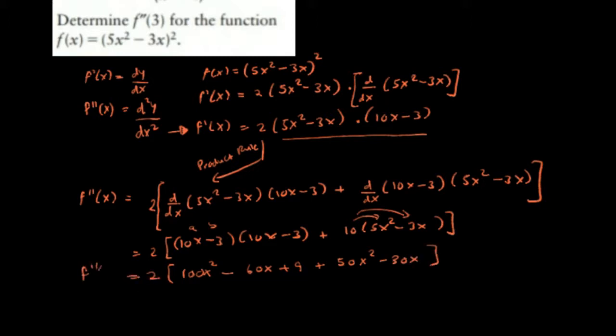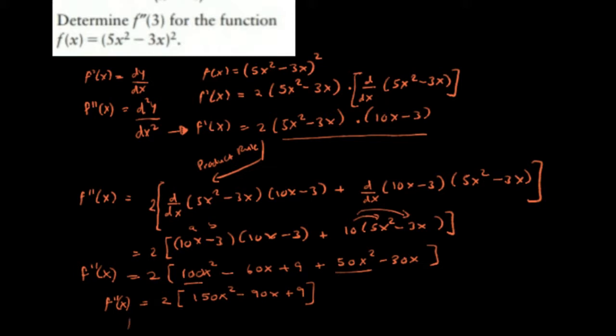Okay, so you get 2 here. This is the second derivative. And then what I'm going to do is collect all the like terms. So you get 150x squared minus 60x minus 30x minus 90x plus 9. Okay, and that's your second derivative function.